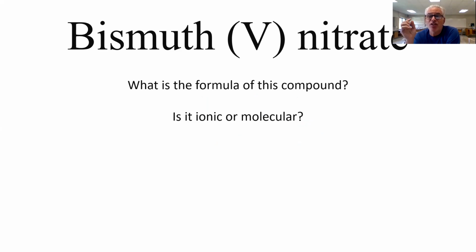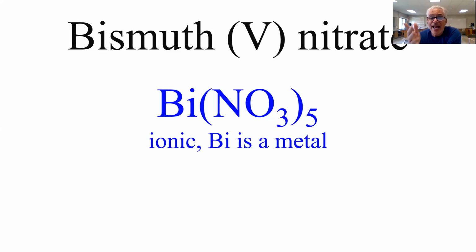Bismuth, Roman numeral 5 nitrate. Again, very similar. Don't be fooled here. +5, but now it's NO3 -1. So it's almost the same thing, but it's Bi(NO3)5. Bismuth, Roman numeral 5, nitrate.